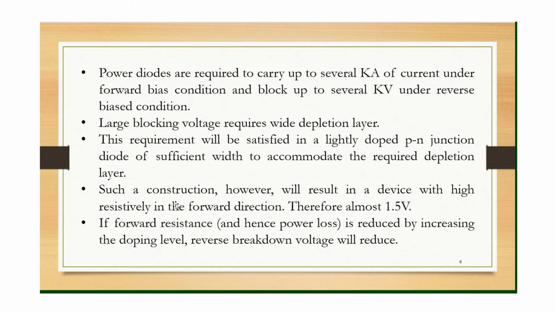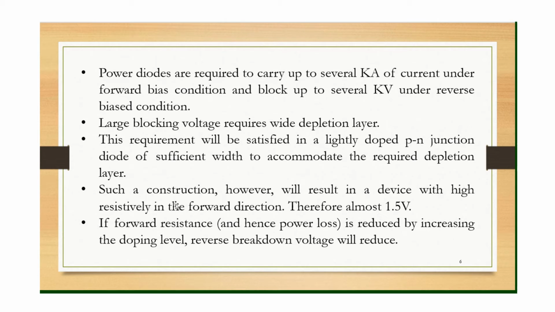So it carries up to several kiloamps of current. And in a block, it should be able to block several kilovolts under reverse bias condition. That's the meaning. So there will be large blocking voltage required, a wide depletion region, that is because of the n minus or the drift region what you have in between. Okay, so with such construction, there is a very high resistivity in the forward direction. That's why the cutoff voltage is 1.5 for these power diodes.